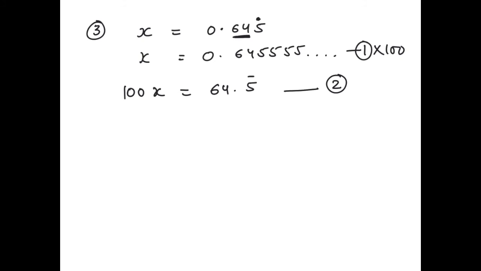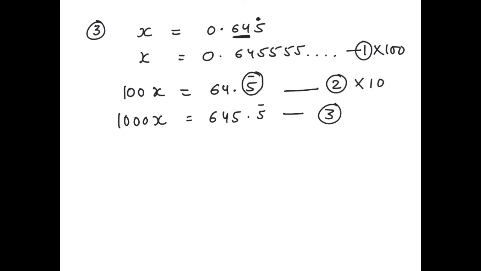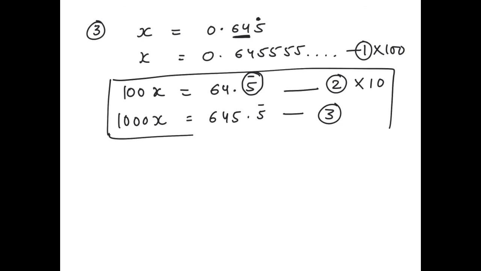Now we know this one equation, and now we need to use the same way. We need to bring the repeating part ahead. So 1 place after the decimal, so we need to multiply it by 10 again. So it will be 1000x equal to 645.5 bar. So we can see we need to use equations 3 and 2, not 1, because with 1, if you subtract, you won't get the desired results. So in this case, these are our desired equations.